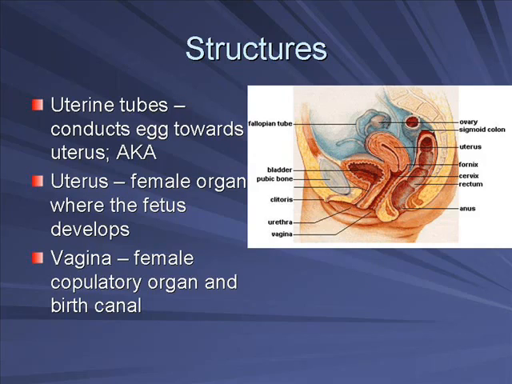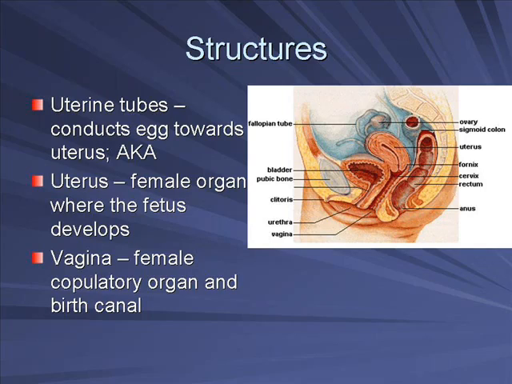There's also a structure called the uterine tubes, and these are what conduct the egg toward the uterus from the ovaries. I have AKA there because they're also known by another name, which is probably the more common name, or at least the name that people are more familiar with. So take a minute and see if you can think of the other name for uterine tubes, the structure that conducts those eggs. Alright, hopefully you came up with fallopian tubes. That's correct. And in the fallopian tubes, or the uterine tubes, that's where fertilization actually occurs.